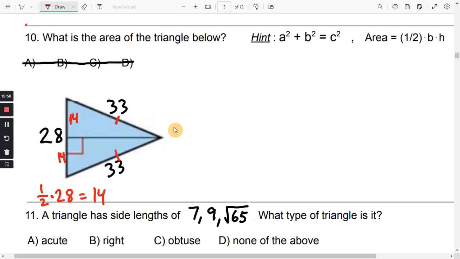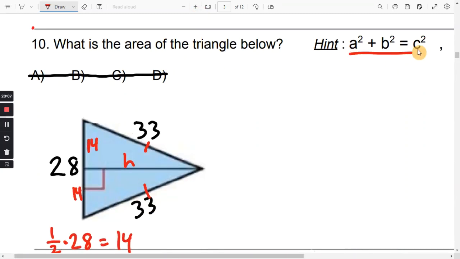So the area for the triangle is 1/2 base times height. We need to find the height h right here. So you want to do the Pythagorean theorem. You go across from your right angle. That's your hypotenuse, that's going to be c. The other two sides, a and b, it doesn't matter. So I'm going to let a equal 14, and I will let the height h equal b. A squared plus b squared equals c squared.